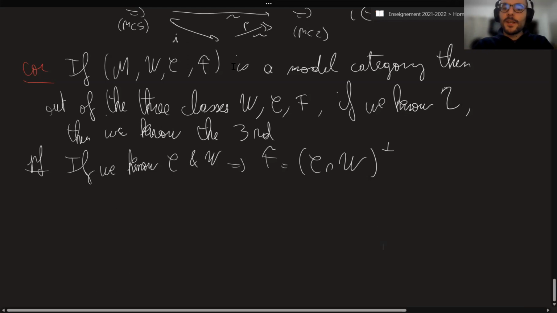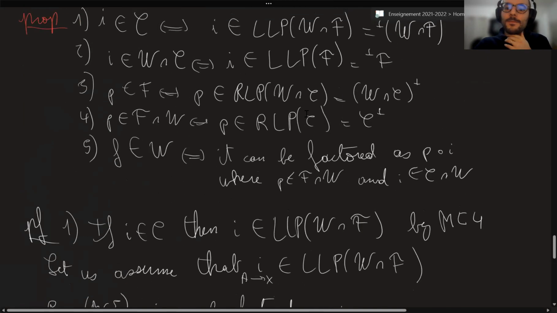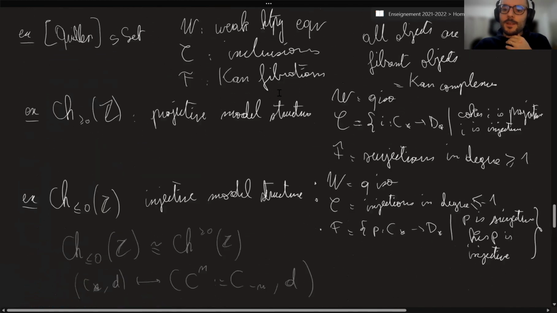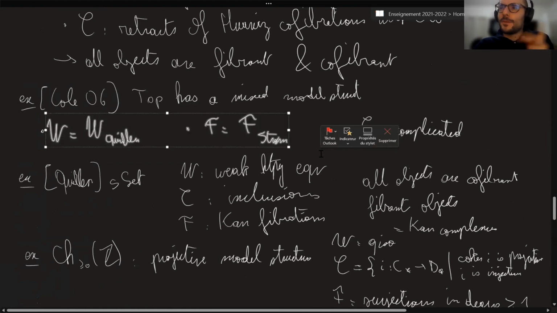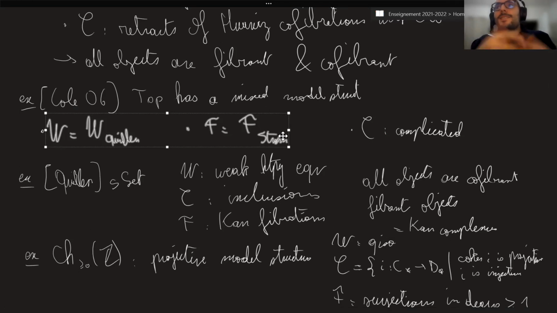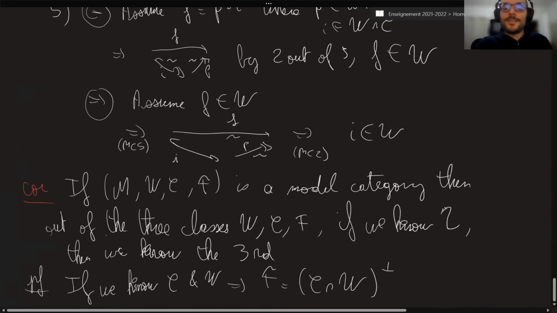Very often you will define a model structure by two classes, prove that it's a model structure, and there will still be the question of what exactly is the third class. What is it composed of? Just like I stated here, in Cole's model structure, Cole's proof tells you what C is. It's the set of maps which have the left lifting property with respect to each configuration. To actually know what these maps are, it's not easy. We don't want to classify maps as things which have a left lifting property. It's complicated. The question is, is there an easier description?